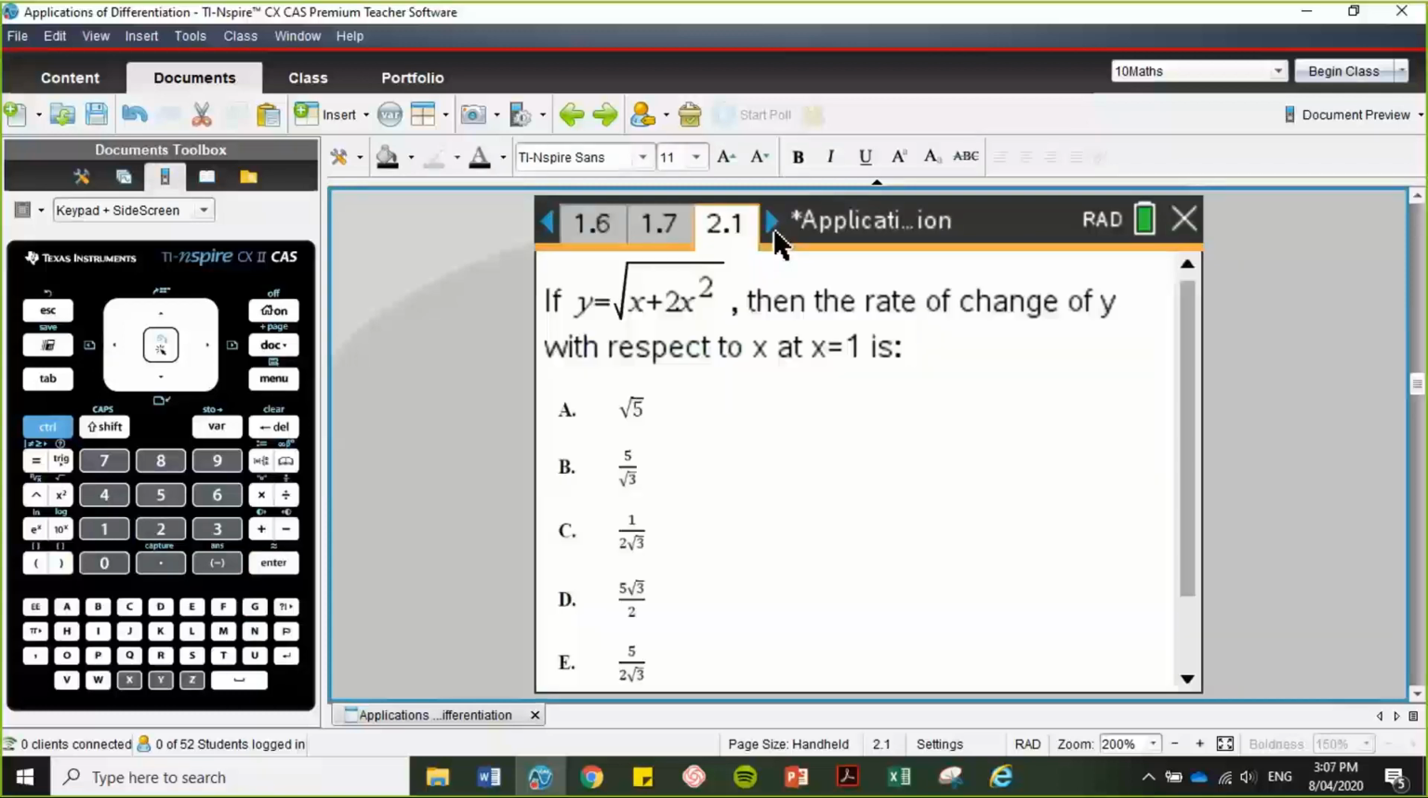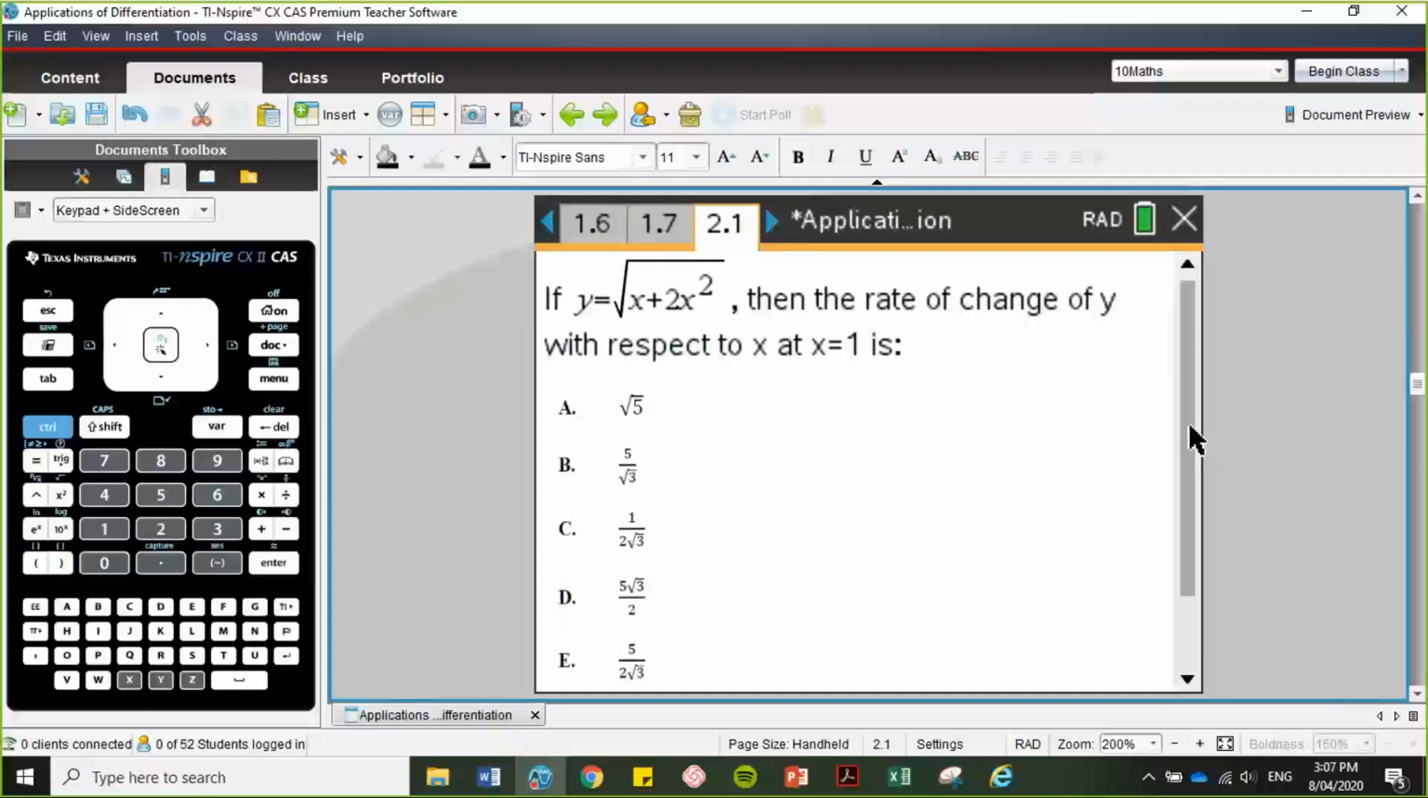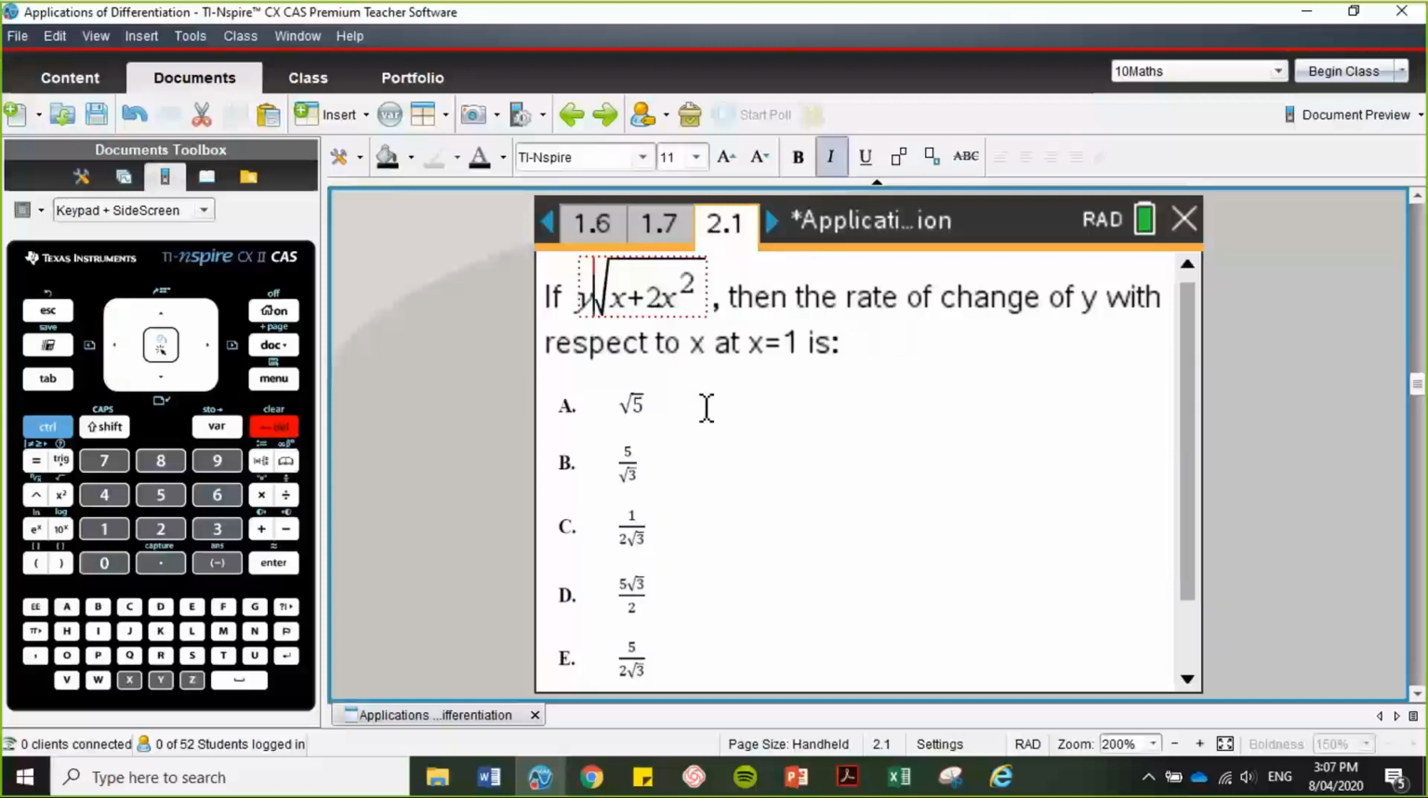Okay, so let's have a look at another question. These are just common sorts of questions that you might get on particularly exam 2. This question is saying if y equals the square root of x plus 2x squared, then the rate of change of y with respect to x at x equals 1 is. Okay, so this is a great example of where they're asking us to find the derivative of a function at that particular point. Now, I've used a math box here, so I'm going to come in and define my function.